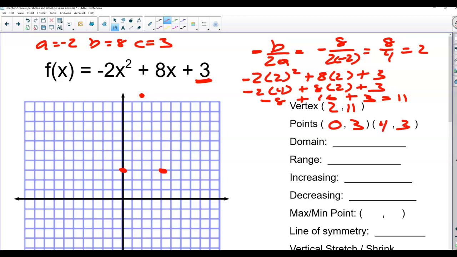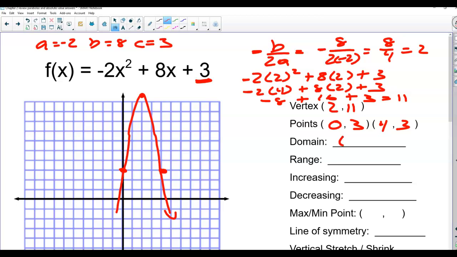It'll be the same y-coordinate, and the x will be the same distance on the other side of the x-coordinate of the vertex. So we're at 0, 3, 2, 11, so I went 1, 2, over another 2, because these graphs are symmetric. And from these 3 points, I can draw my graph. And now I'm just reading my graph.